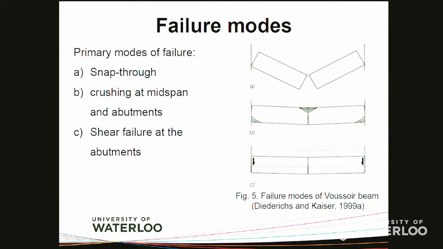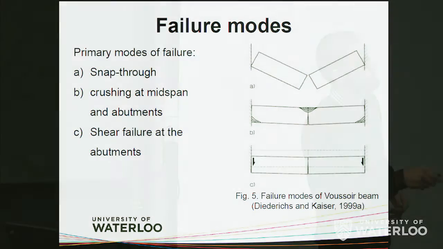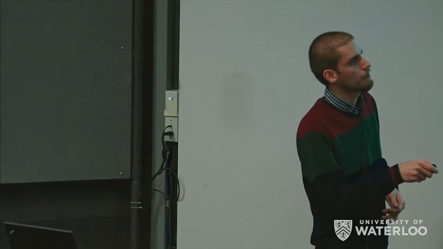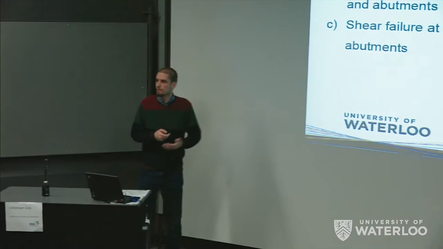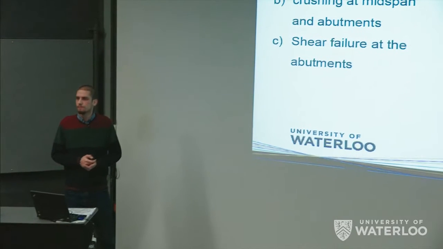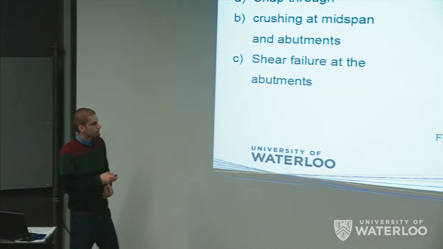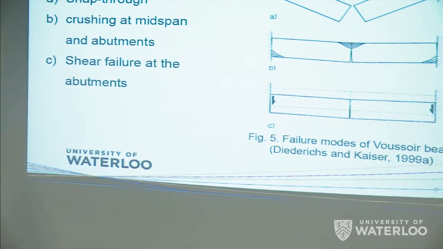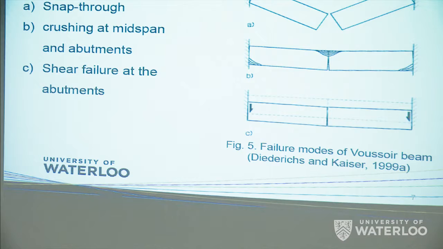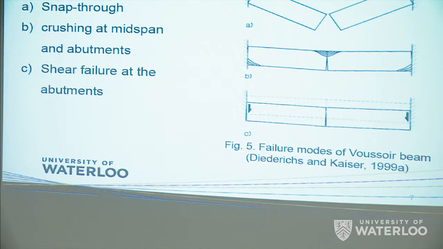The second one is crushing at the abutments, these 2 points here at the bottom edge of the beam, and at the top midspan, due to a high concentration of the compressive stresses. And then the third one is shear failure or sliding at the abutments. It happens for high thickness of the beams that you see in this figure. It cannot tolerate tensile stresses, and then you see the shear sliding at the abutments. These three are the most likely failure modes that could happen in underground openings.